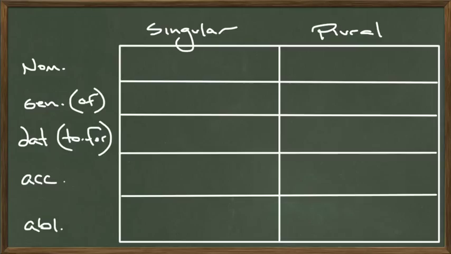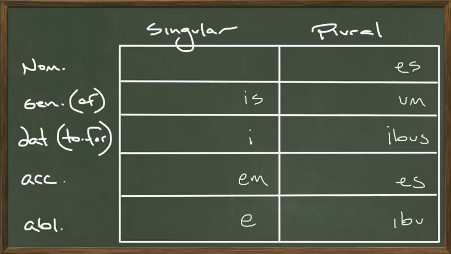You remember from a previous video, the endings are is, e, em, e, es, ibus, es, ibus. Alright, let's start with what we know and move to what we don't know.